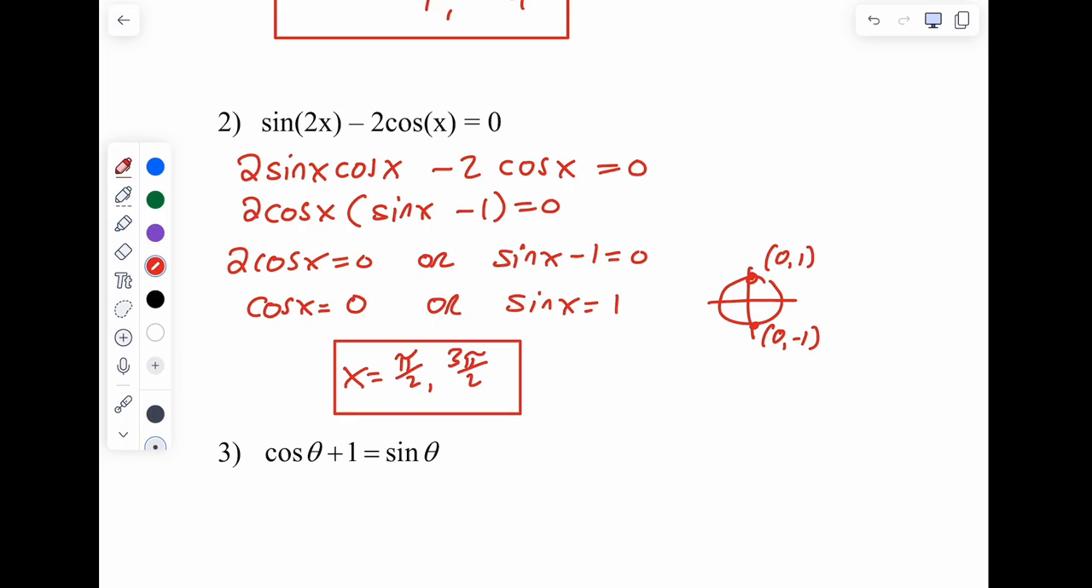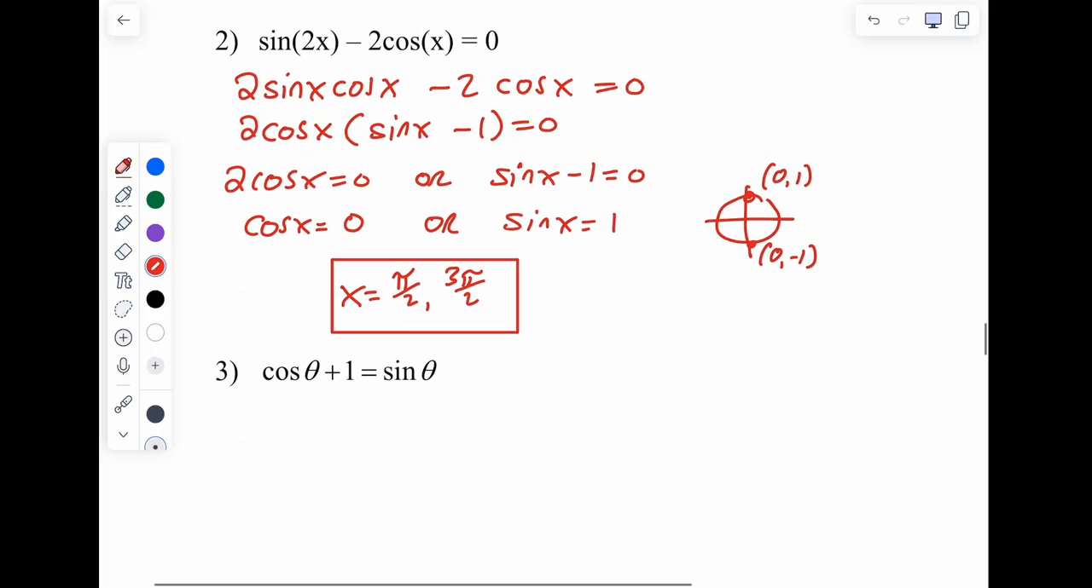Okay, so I do a trig identity, I do factoring, I do zero product property, I need to know about the unit circle, a lot of stuff you need to know there. If you could do the first step, I think that you can do it. Now 3 is, unlike any problem we've done, we have a cosine plus 1 and a sine. I can't do any substitution right now that I would find helpful.